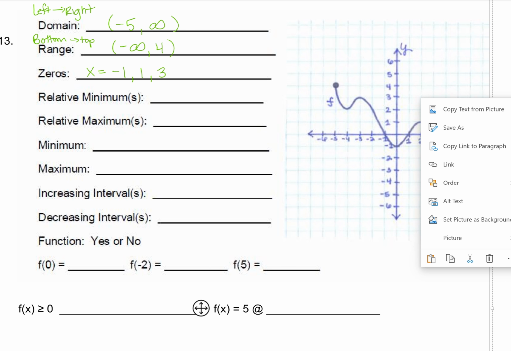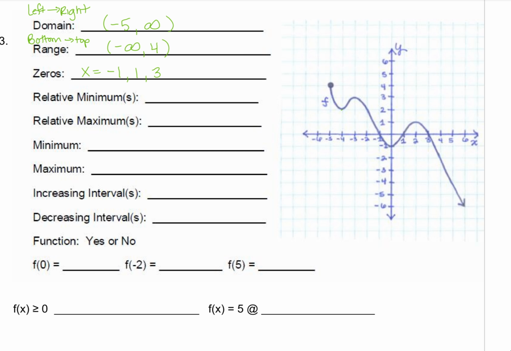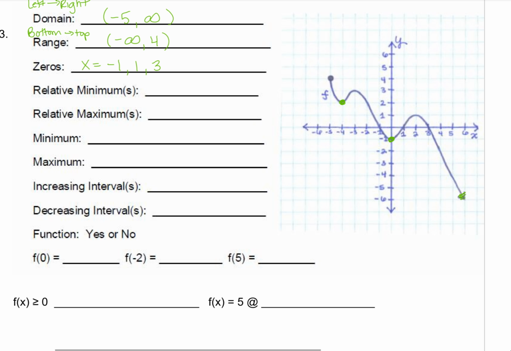Relative minimums, those are the curves that are at the bottom. So they're bottom curves. So I have one here. I have one here. And I don't have another one because I have an arrow at the bottom. So relative minimum, well, I need that actual point. This actual point is at -4, 2. This actual point is at 0, -1. So those are my minimums. So I have one at -4, 2, and at 0, -1.